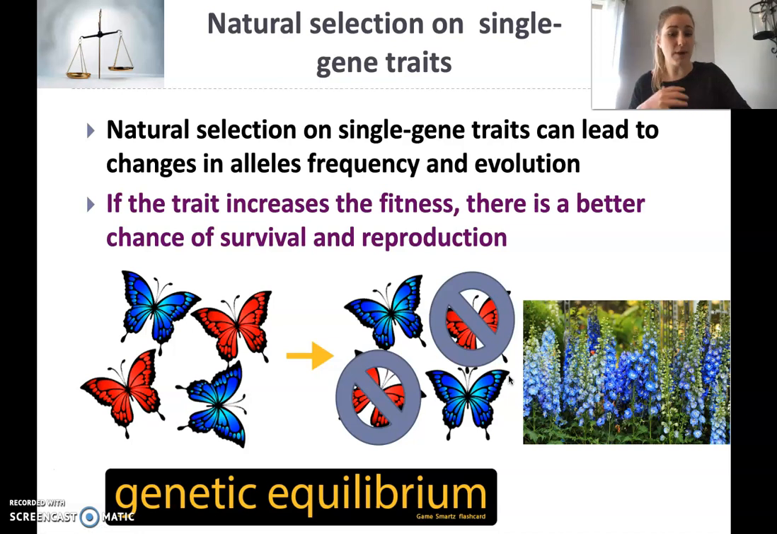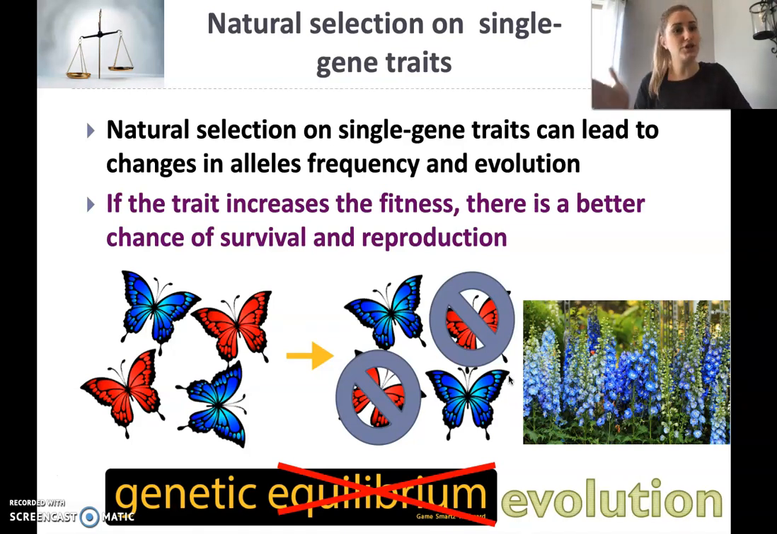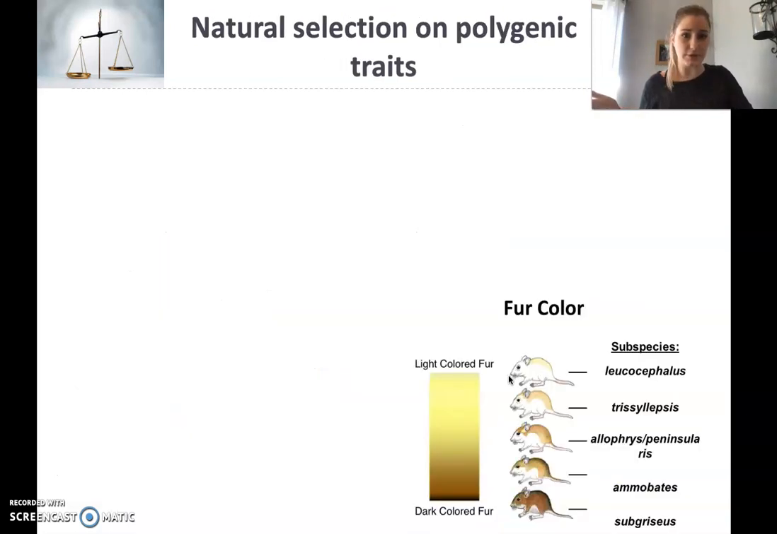So this right now is not genetic equilibrium, but instead evolution. We are changing the population's genes over time. In the beginning, we had 50% blue, and now in the end, we have 100% blue. That is change over time. That is evolution.